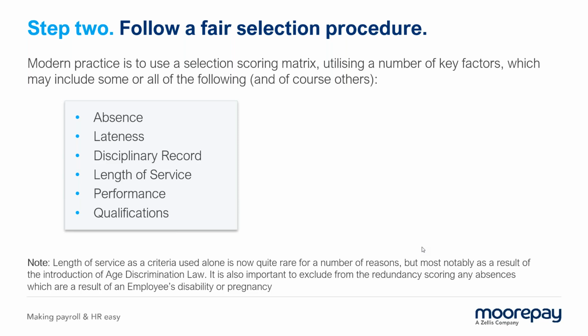And some of the suggestions that we've got in terms of following are absence, lateness, disciplinary record, length of service, performance, and qualifications. Now, the two things that I want to call out is, first of all, about length of service.